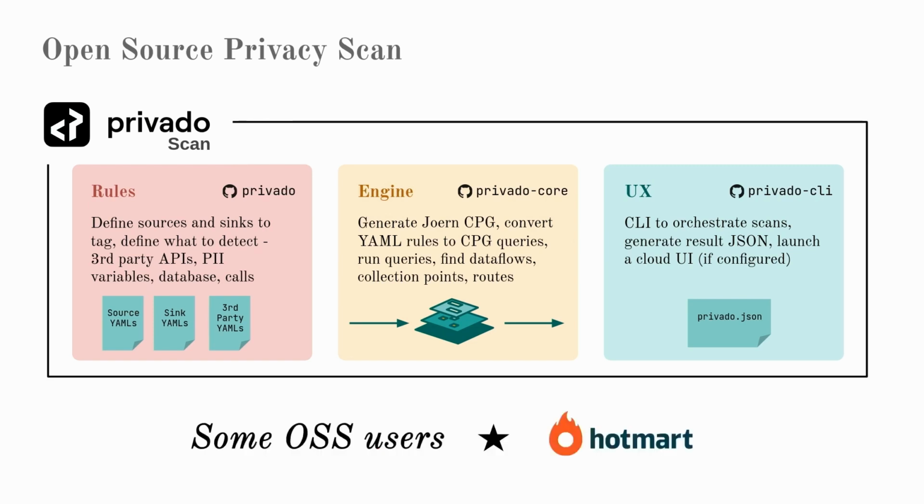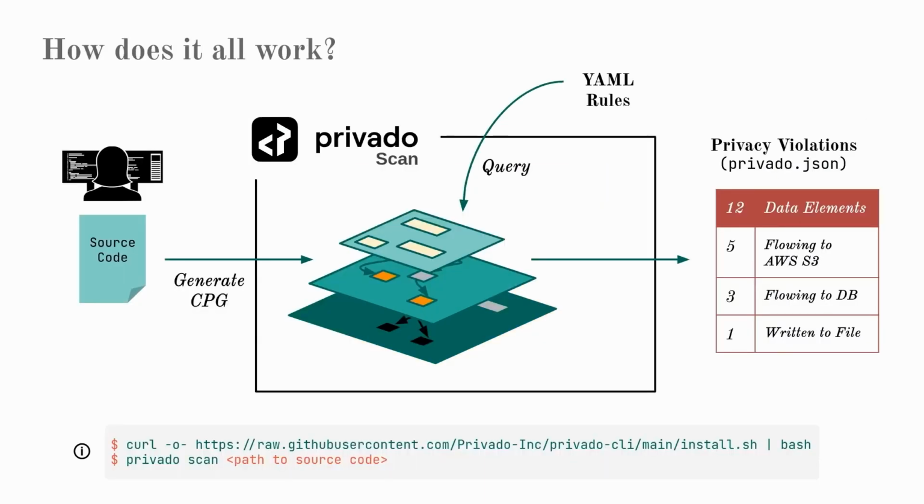So there are some users who are actually using it. It turns out that they submitted a pull request, and we were like, hey, how are you using it? And then they said, yeah, we have a lot of stuff that we are building. They have customized their rules and everything. And it's essentially something like that. So they generate the CPG. They have their own YAML rules. You could also do that. And then you query this, and it gives you nice results.